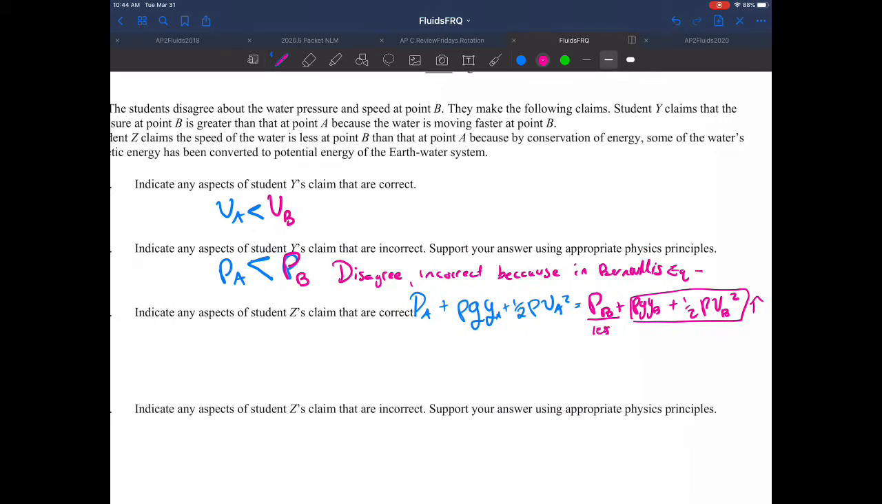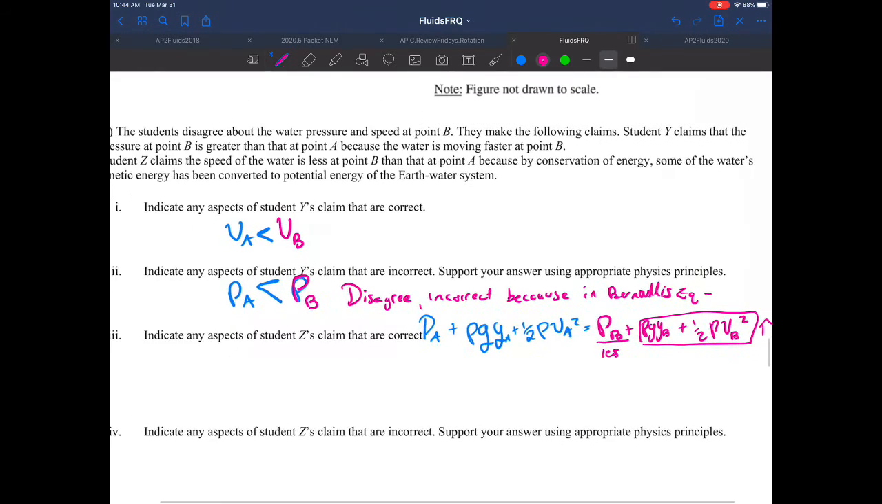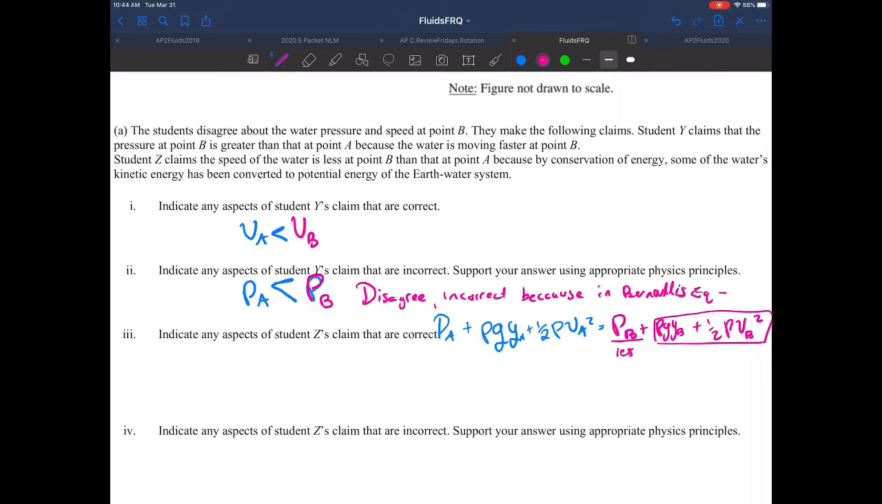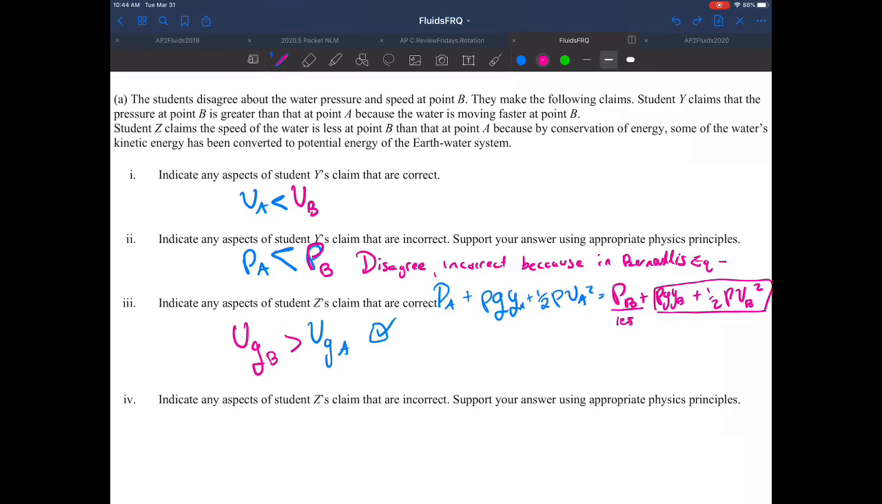Okay, nice. Indicate any aspects of student Z's claim that are correct. Student Z claims the speed of the water is less at point B. Well, that's going to be wrong. So keep going. Because of conservation of energy, some of the water's kinetic energy has been converted to potential energy. So they're saying that the potential energy, UG, at location B is greater than at location A, and I do agree with that. Now let's go to incorrect. They say that the speed of the water is less, so that VA is greater than VB. We know that's not true because of continuity.